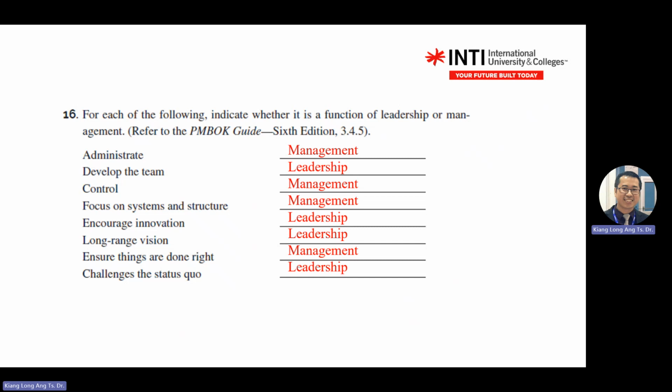Just a short note on this one. For the full one, you refer to the table just now. Okay, in the PMO handbook, PMBOK. Okay, the PM book, right? So ML, MM, LL, ML.